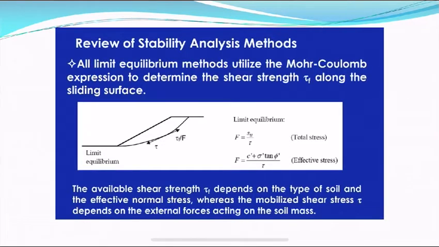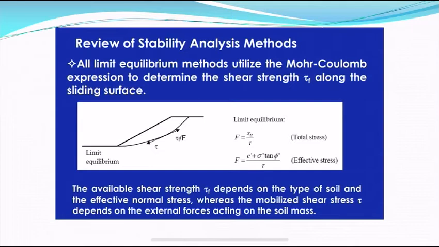Here, coming to the review of slope stability analysis methods. Now let us try to review the different stability analysis methods. Basically, all limit equilibrium methods utilize the Mohr-Coulomb expression to determine the shear strength tau f along the sliding surface, and then the factor of safety defined in the previous slide.